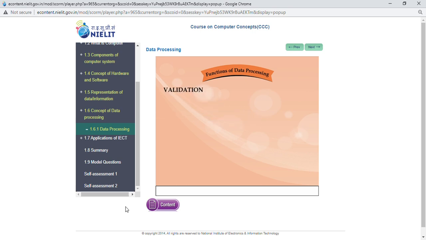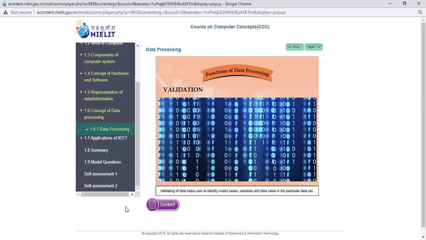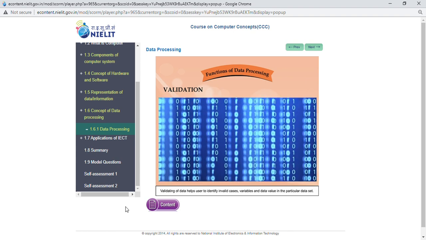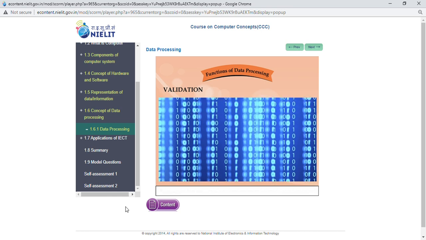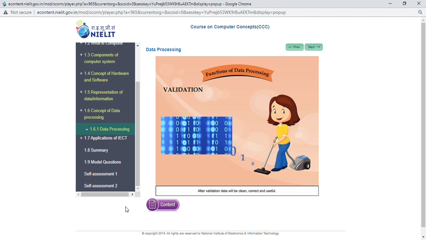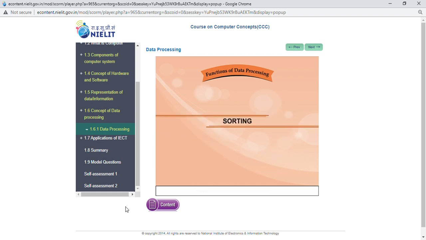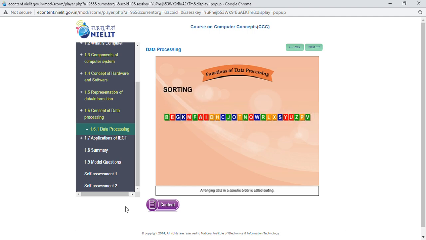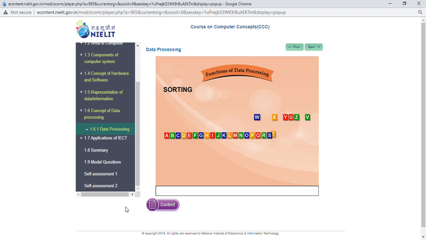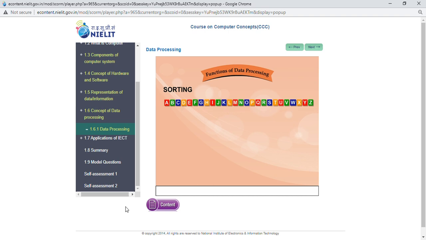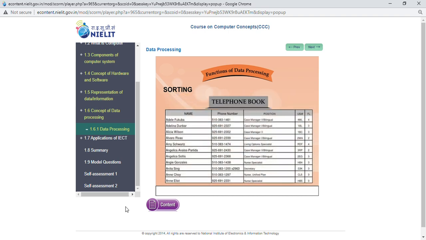Validation. Validating data helps the user to identify invalid cases, variables, and data values in the particular data set. After validation, data will be clean, correct, and useful. Sorting. Arranging data in a specific order is called sorting. Sorting alphabetical order. For example, names in a telephone book are sorted in alphabetical order.